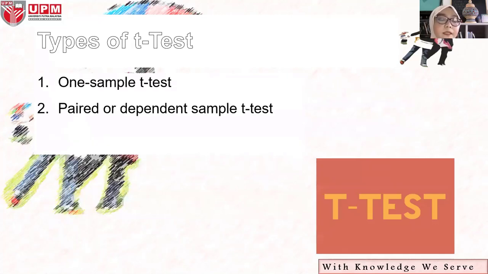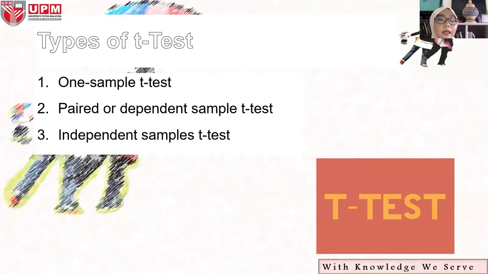The first one is the t-test. There are three types of t-test. This is to refresh the lesson by Prof. Bahaman. I hope you attended the class with Prof. Bahaman. The three types of t-test are: one sample t-test, paired sample t-test or dependent sample t-test, and independent sample t-test.